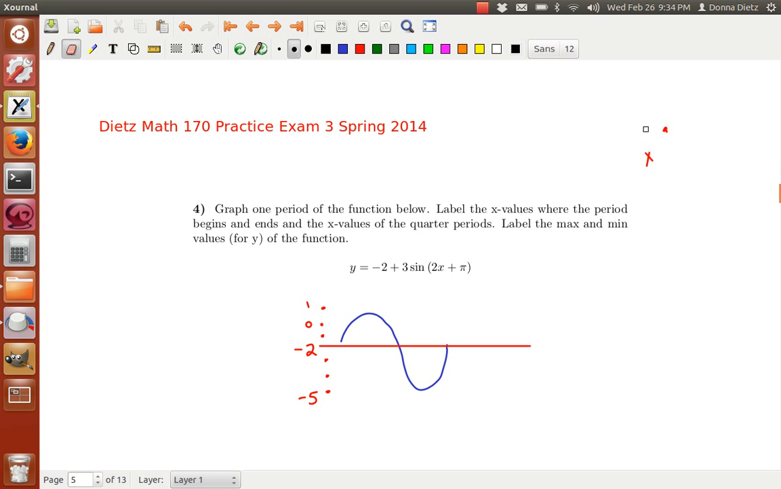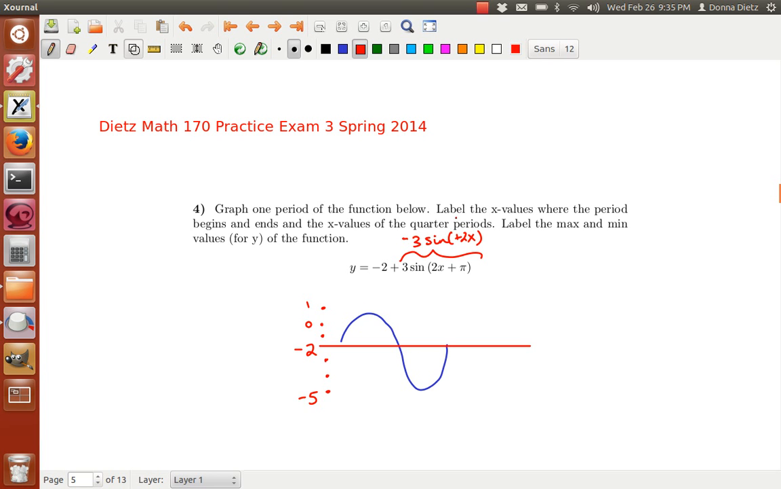So if that makes sense, then this whole expression here could be 3 sine of minus 2x, which is the same as putting a minus out front. Right? Okay. Okay, so this has been shifted.